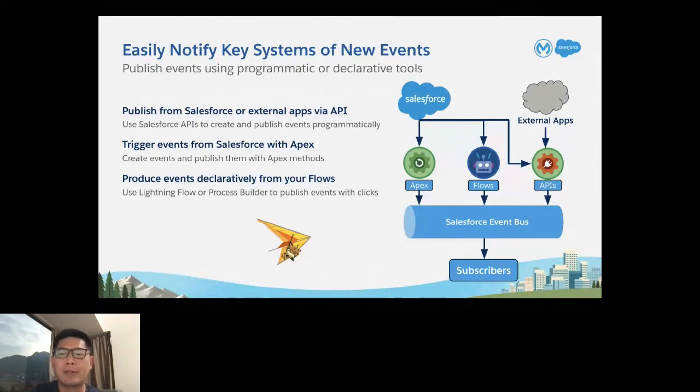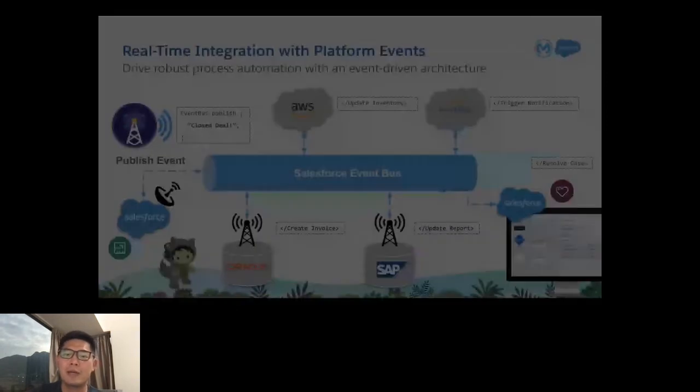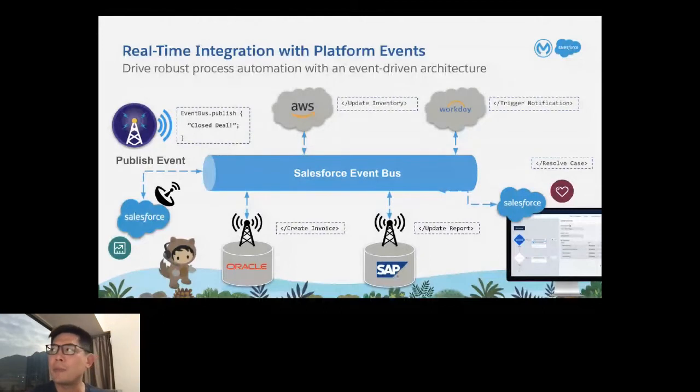On this current slide, it summarizes again: there are 3 ways to publish the events, through Salesforce APIs, Apex, and Process Builder. And then if you're consuming events, you can consume them via the Salesforce API through the CometD Bayeux protocol. And then you can extend events further with MuleSoft.